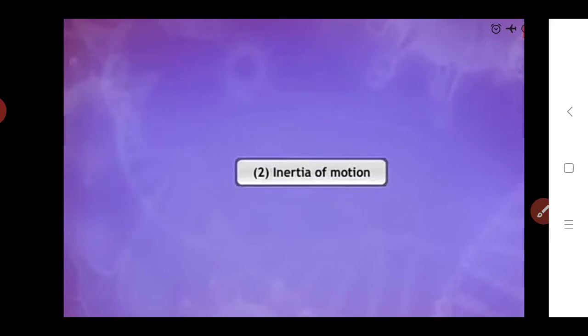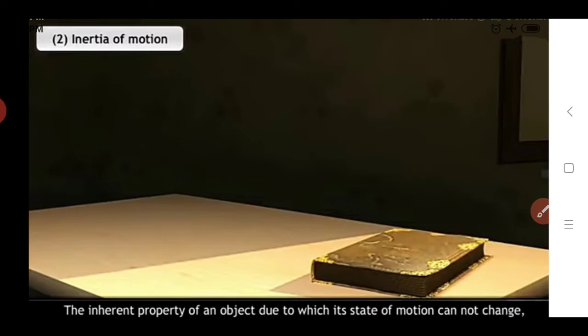So here we see the second type of inertia, that is the inertia of motion. So what is the inertia of motion? The inherent property of an object due to which its state of motion cannot change.